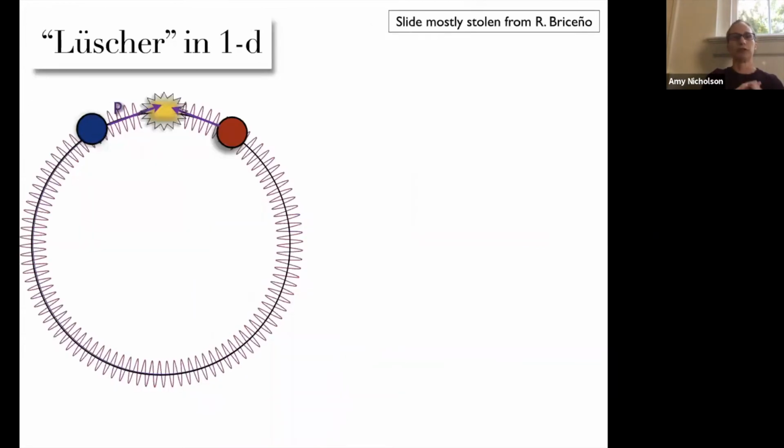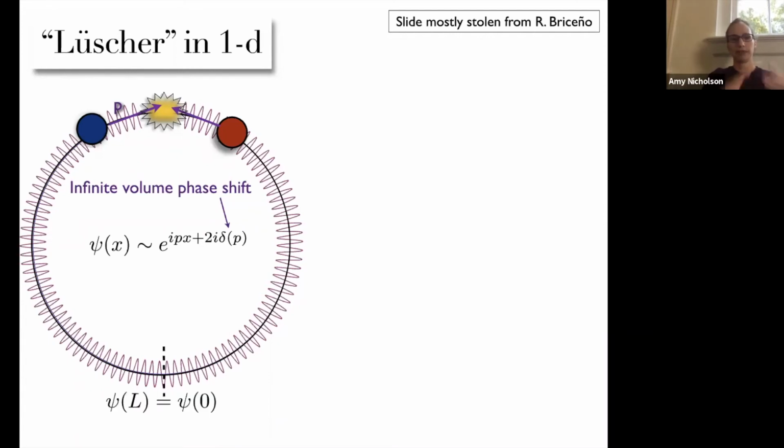So Lüscher, very quickly, we're going to do a baby version of Lüscher. We're going to be looking in one dimension. This is the dimension that my two particles can travel in. They are scattering off each other with some momentum P. If I wanted to solve this quantum mechanics problem, what would I do? I would say I have a wave function. It looks like a plane wave plus some phase shift that is due to the interaction between them.